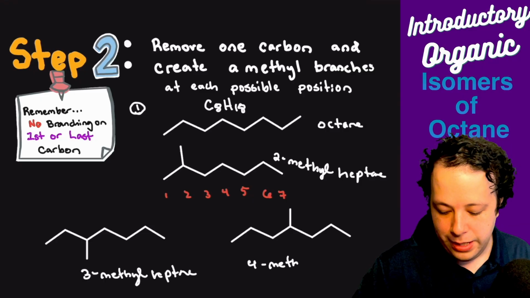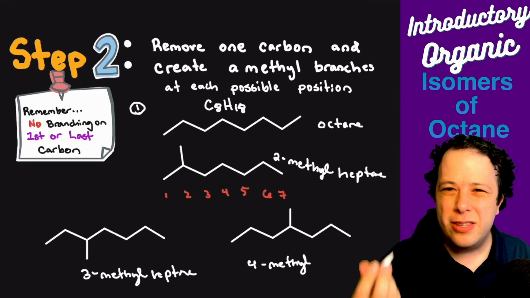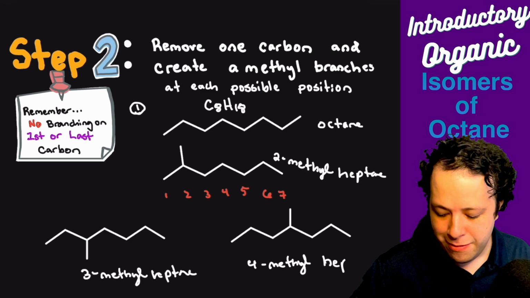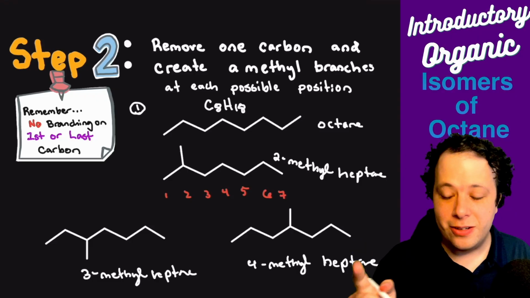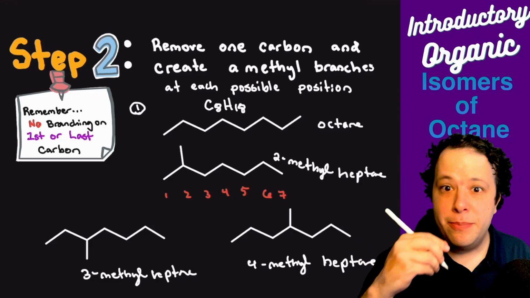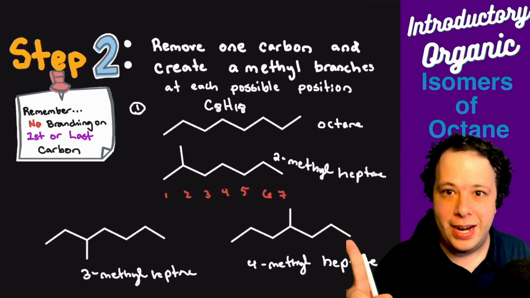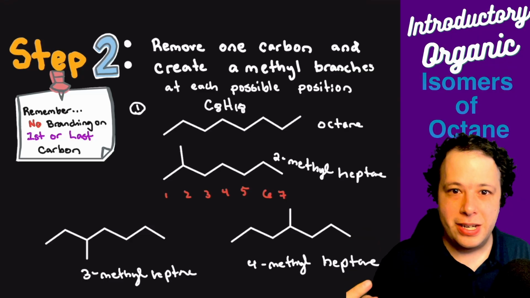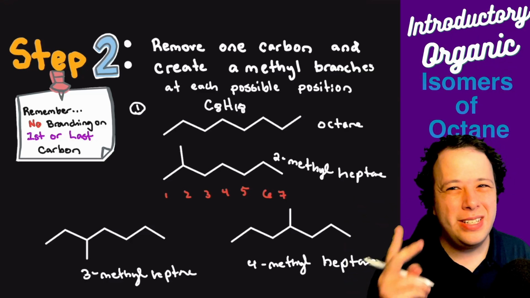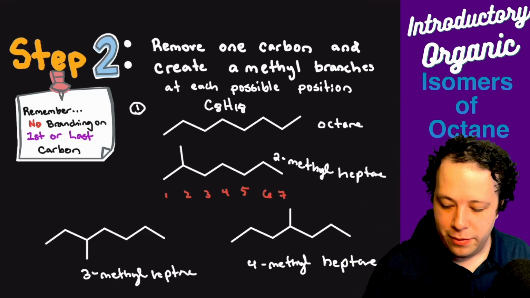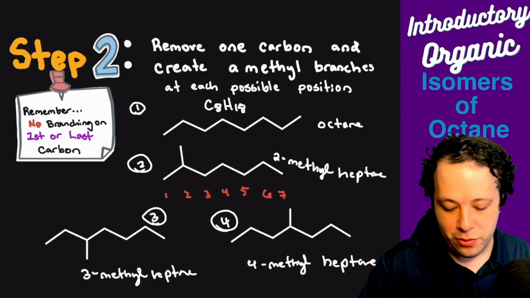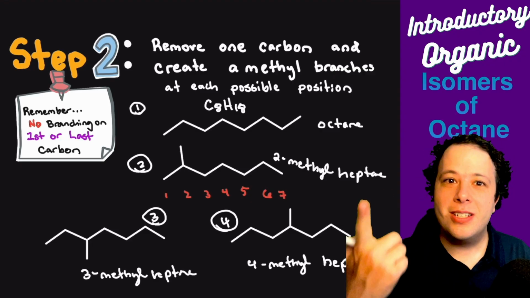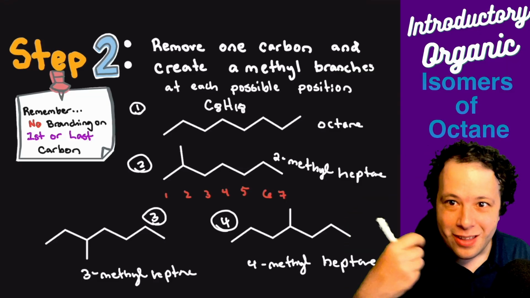You want to keep checking your numbering to make sure you're not creating duplicates, because we think of 4-methylheptane as our last one. If I were to keep going and put a branch at 5, that would make a duplicate of number 3. So it's really easy to make doubles. Right now, how many do we have? We now have 4 of the total 18. So let's keep going, and we're going to remove another carbon and continue.